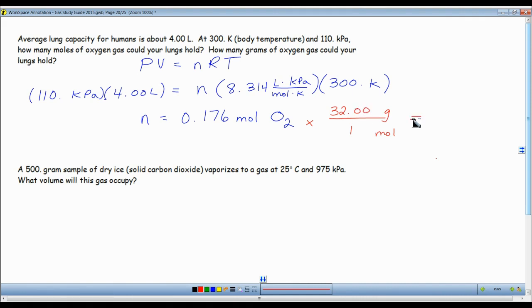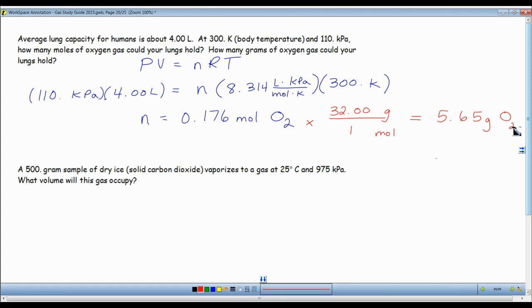0.176 times 32. Fabulous. 5.65 grams of oxygen. Yeah, there's some interesting trivia for you, I guess. 4 liters, that's about average lung capacity.